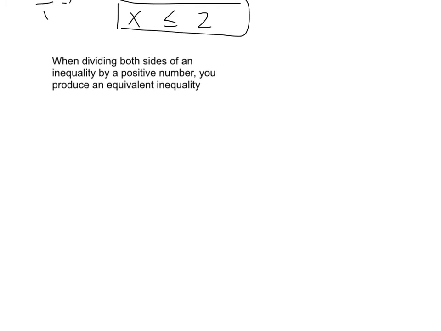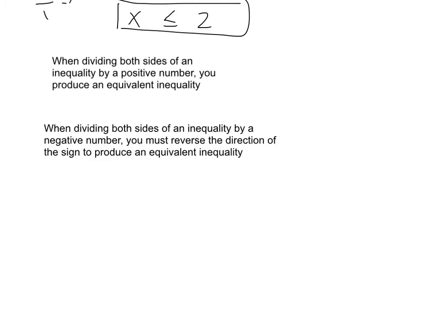However, when you divide both sides of an inequality by a negative number, you must reverse the direction of the sign to produce an equivalent inequality, okay?